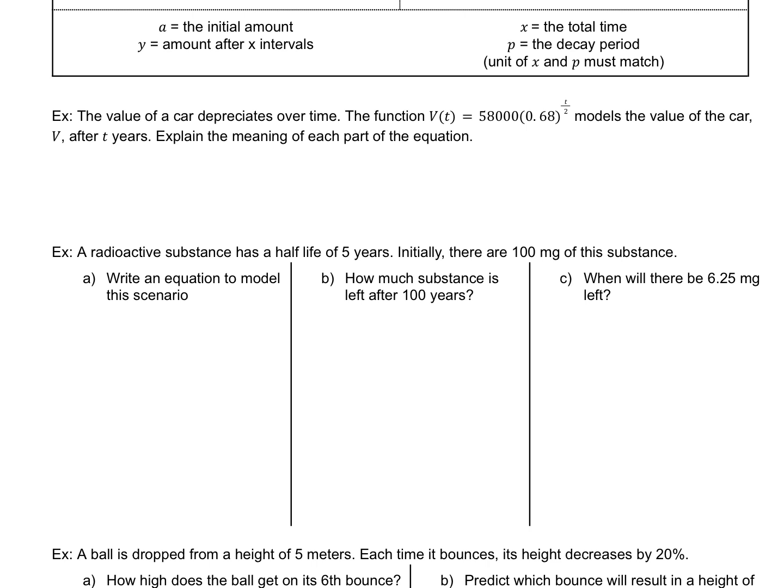So our first example, the value of a car depreciates over time. The function V of t equals 58,000 times 0.68 to the power of t over 2 models the value of the car V after t years. Explain the meaning of each part of the equation. Well, this is going to tell us that the car's value was $58,000 originally. Our rate here is every 2 years because it's t over 2.